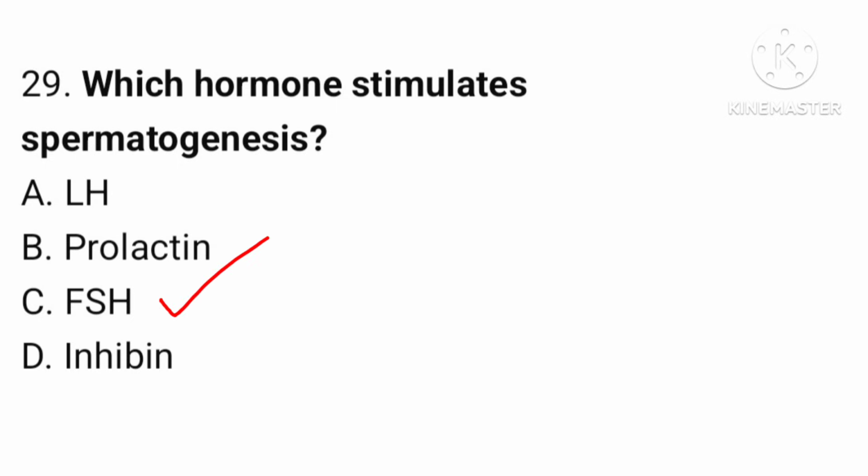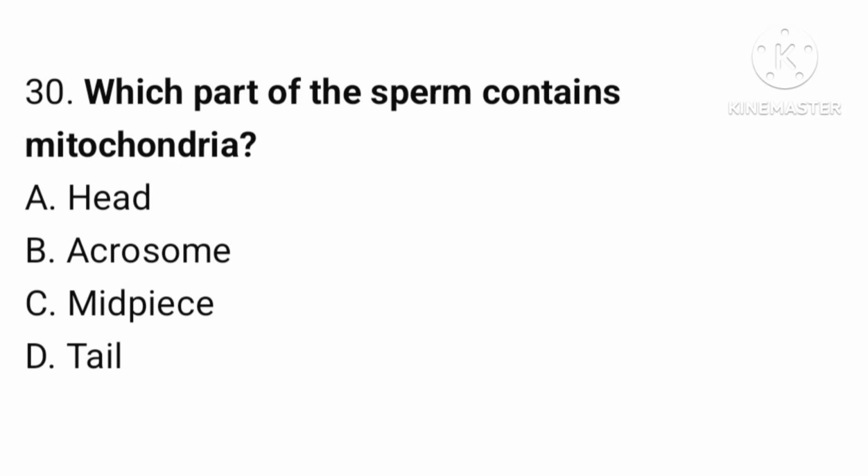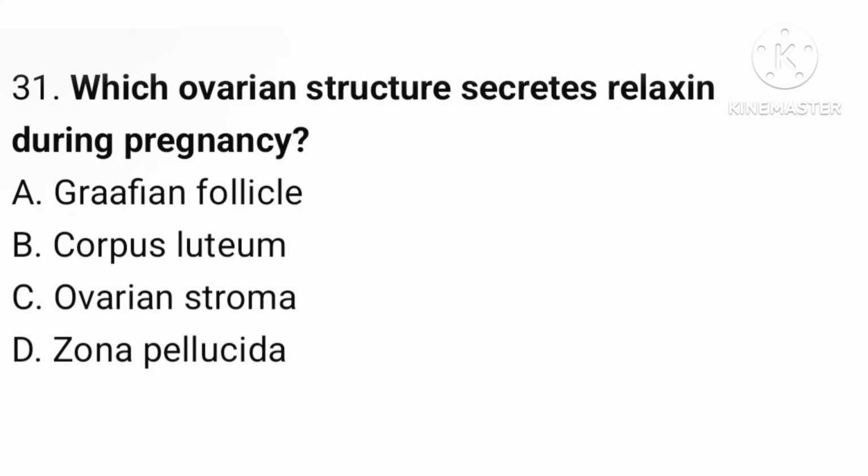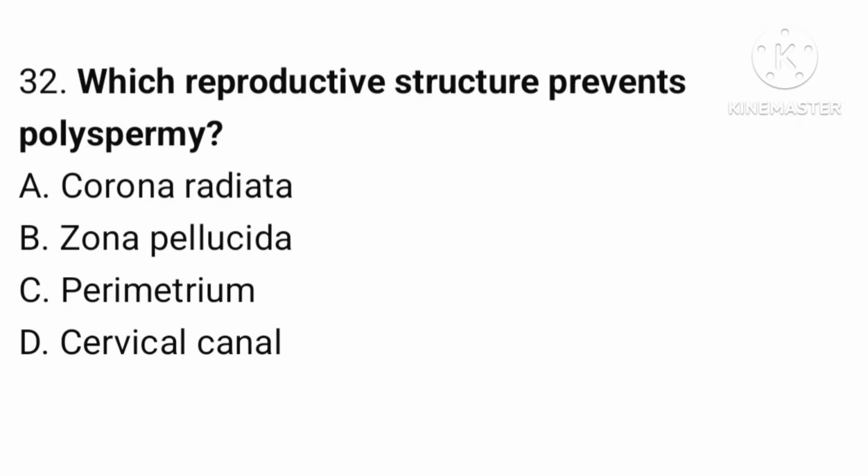Correct option is C. Which part of the sperm contains mitochondria? Correct option is C. Which ovarian structure secretes relaxin during pregnancy? Correct option is B. Which reproductive structure prevents polyspermy?